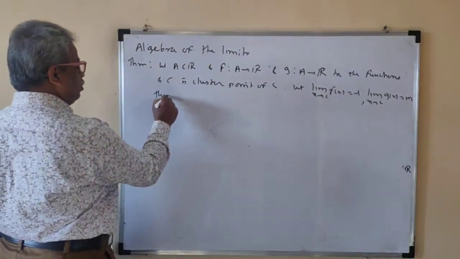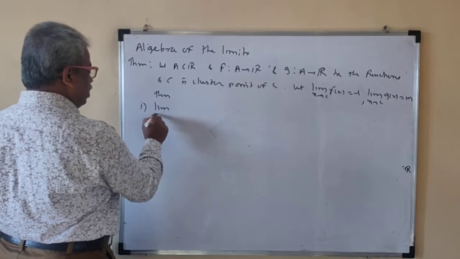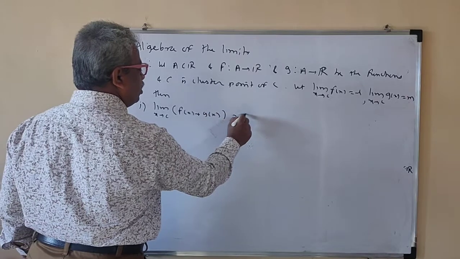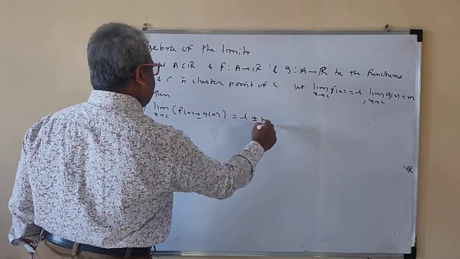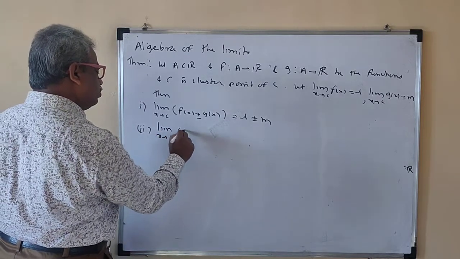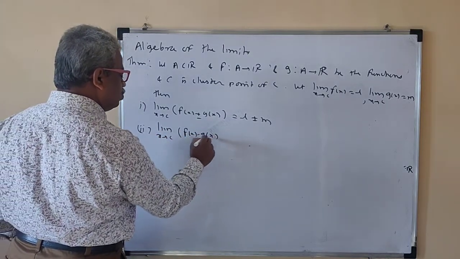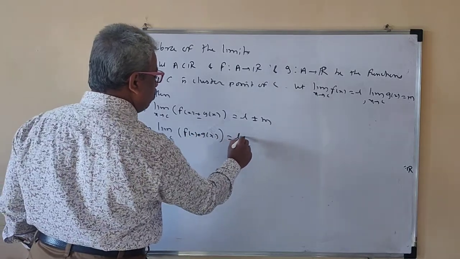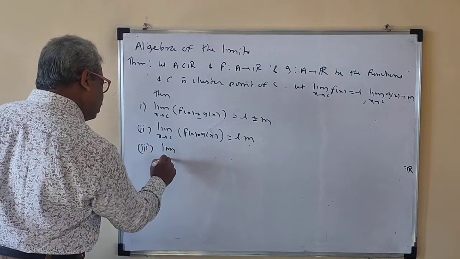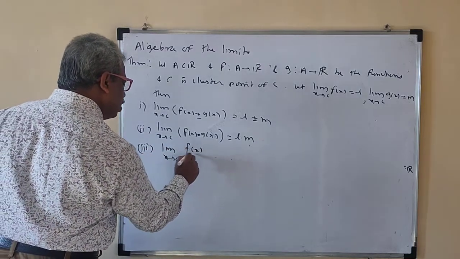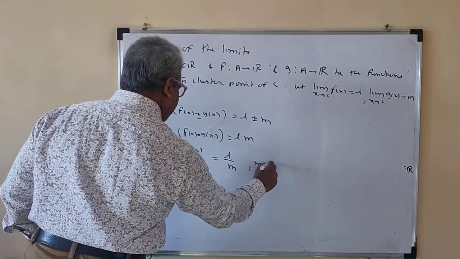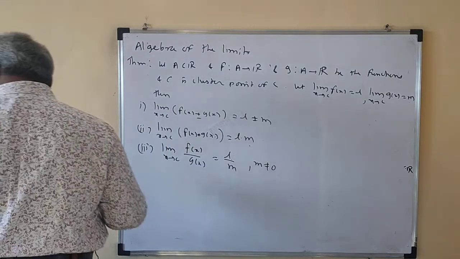Then, first, limit x tends to C of f of x plus or minus g of x is equal to L plus or minus M. Second, limit x tends to C of f of x into g of x is equal to L into M. Third, limit x tends to C of f of x upon g of x is equal to L upon M, where M is not equal to 0.